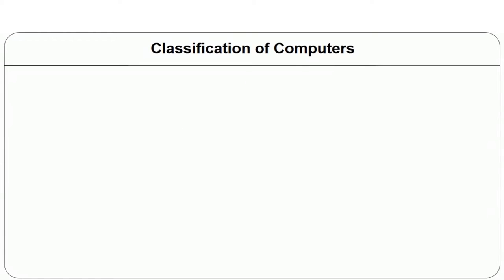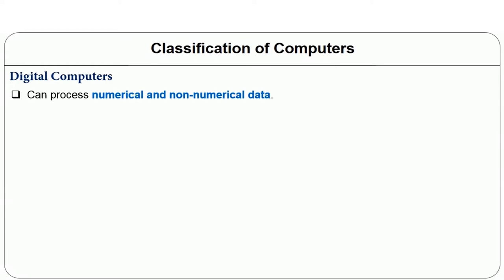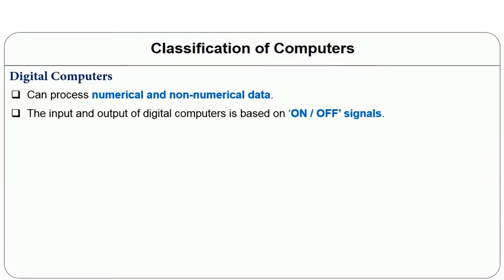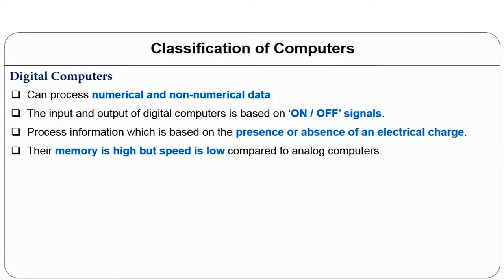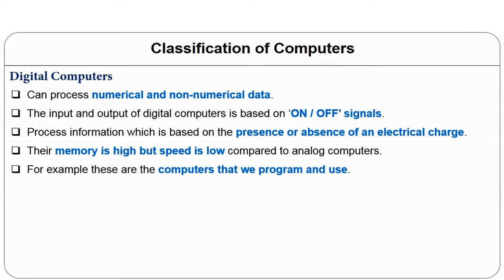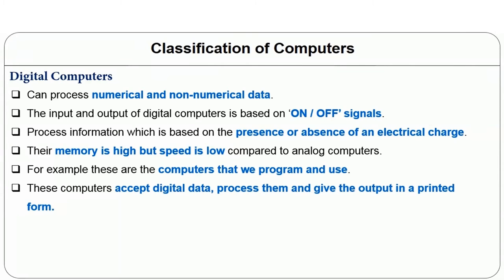Digital computers. These can process numerical and non-numerical data. The input and output of digital computers is based on on-off signals. Digital computers process information which is based on the presence or absence of an electrical charge. Their memory is high but speed is low compared to analog computers. For example, these are the computers that we program and use. These computers accept digital data, process them, and give the output in a printed form.